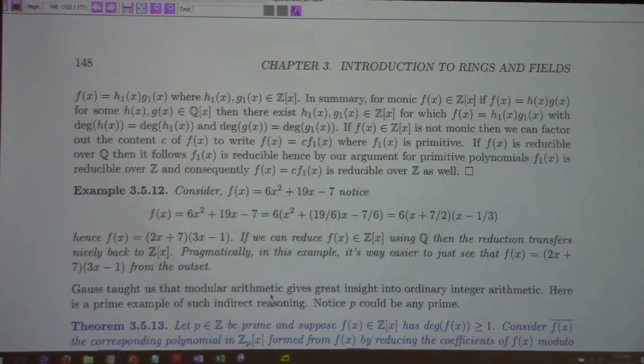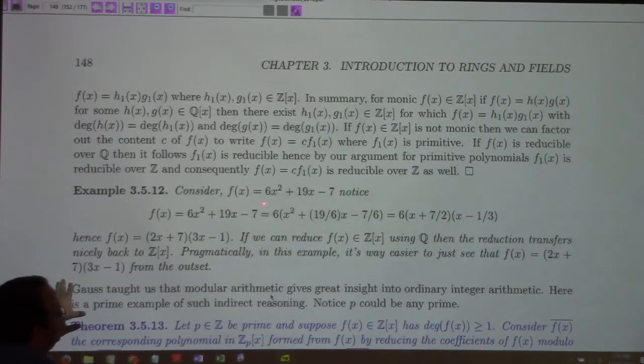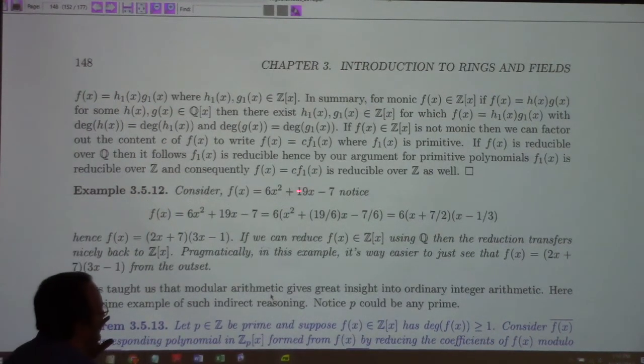All right. If you're lost in this proof, let's look at the example. Here's an example of what's going on in the proof. All the proof is this example. So if you have f(x) is 6x squared plus 19x minus 7, well, you can factor out the content. I can factor a 6 out. Then this is a rational polynomial, which is quadratic. You can factor it like so.